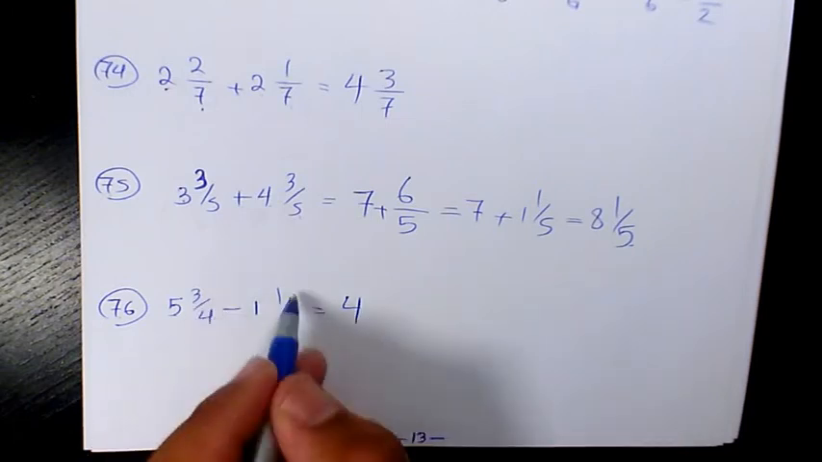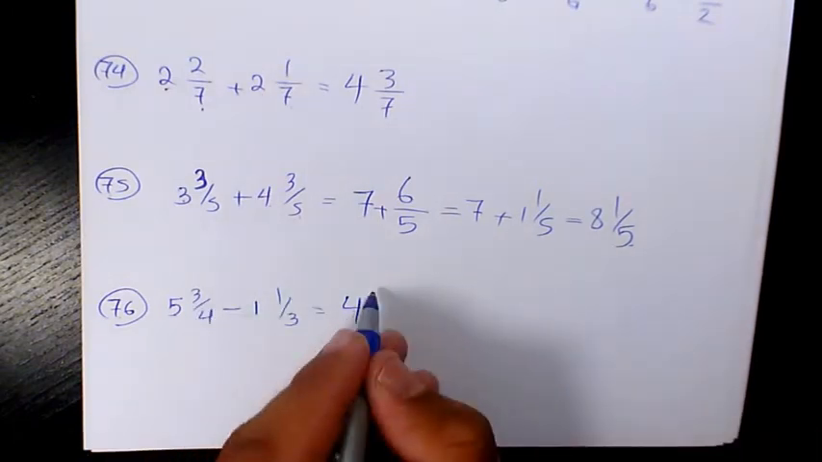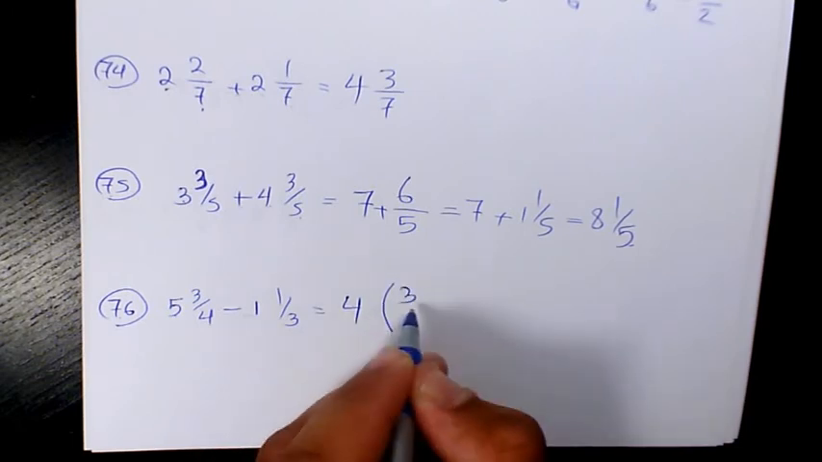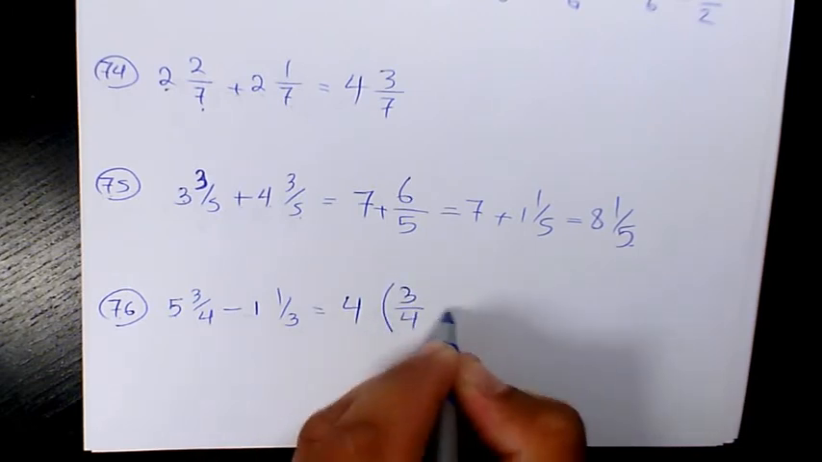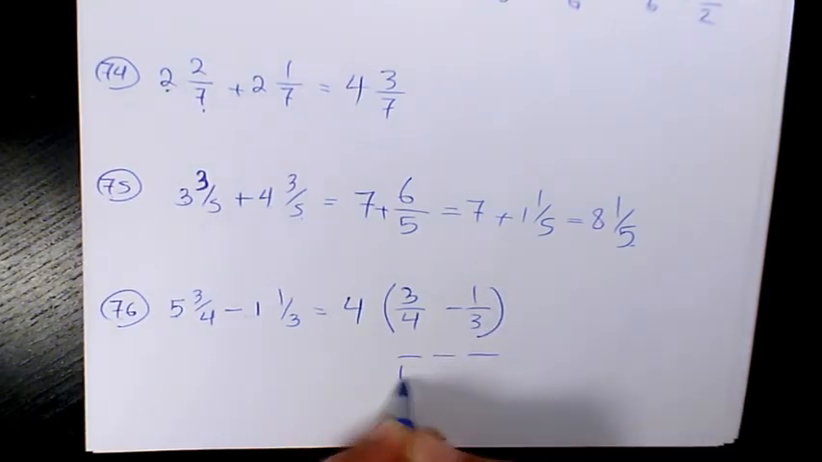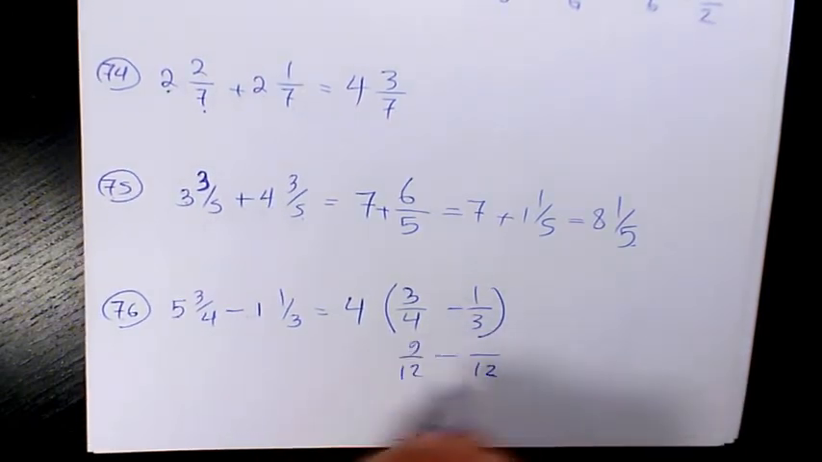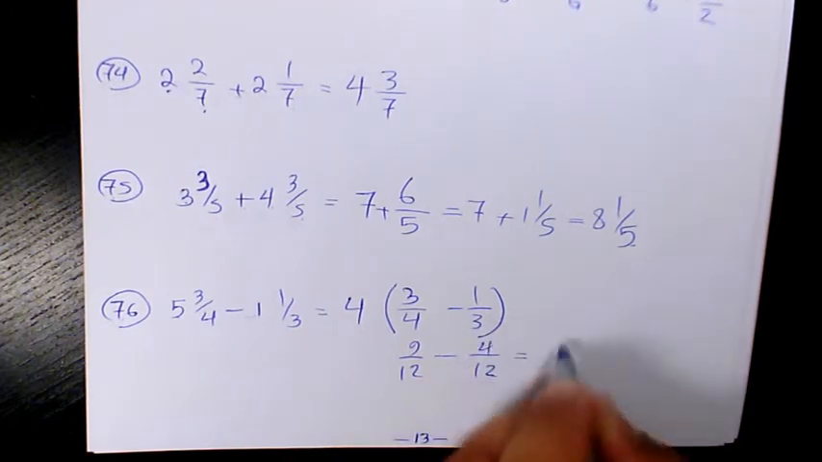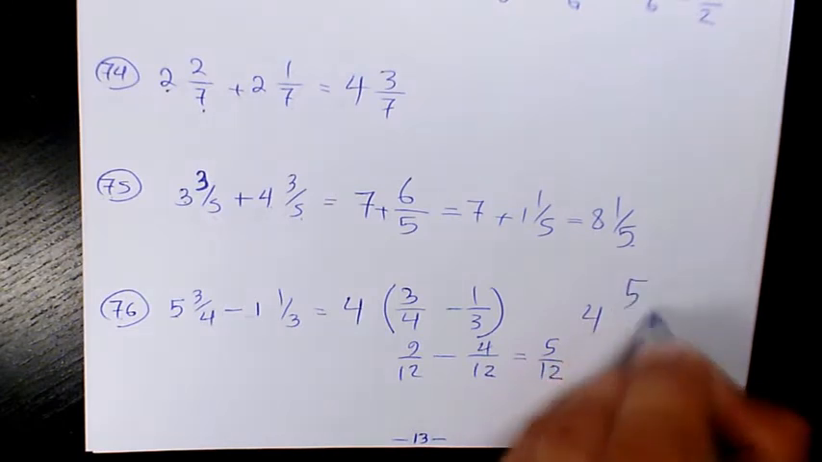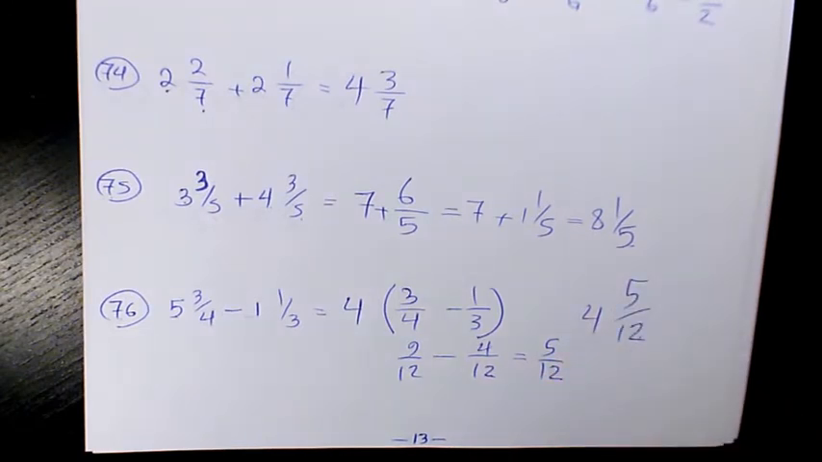3 over 4 minus 1 over 3 is going to be 3 over 4 minus 1 over 3. That's going to be 12, 12, 9, 4, 5 over 12. So it's going to be 4 5/12.